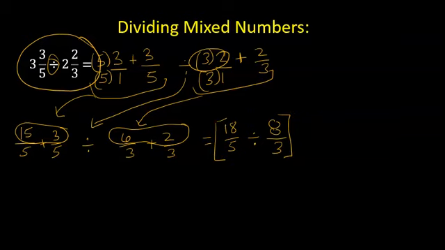Let's see. These are called improper fractions. Anytime the number at the top is bigger than the number at the bottom, it's called an improper fraction. If the number at the top is smaller than the bottom one, that's called a proper fraction. Both of these are improper.